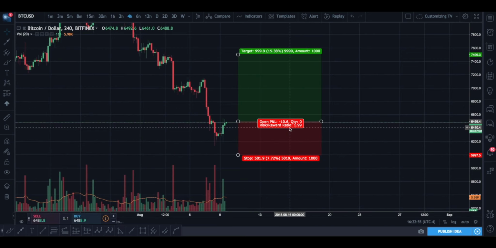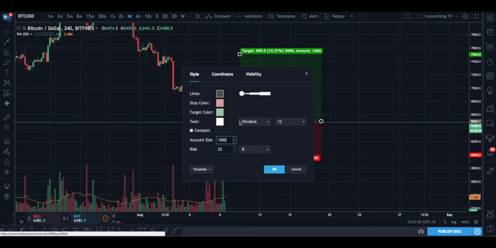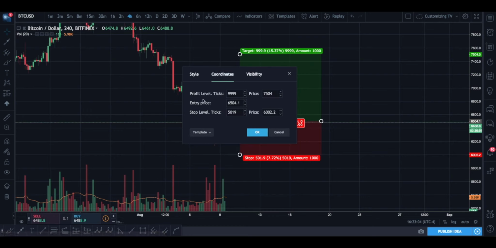There you have it. A 2-to-1 risk to reward ratio. And there's another way to do this. All you have to do is double click it and go on coordinates, and you can actually put your prices right here. So you have your entry price, your target, and your stop loss, right?